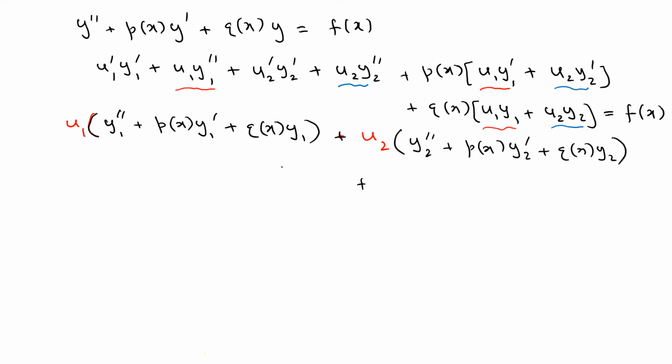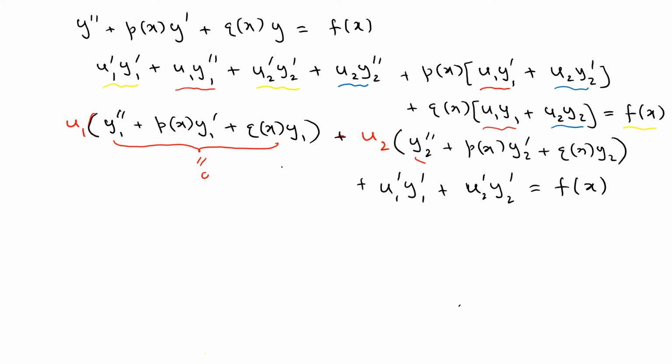Then you have just a few more terms left. You only have this one and that one left, and on the other side you have f(x). So we have u1 prime y1 prime plus u2 prime y2 prime equals f(x). Those are the terms that we have now. Now we notice something: since y1 is a solution, this term is simply equal to 0.